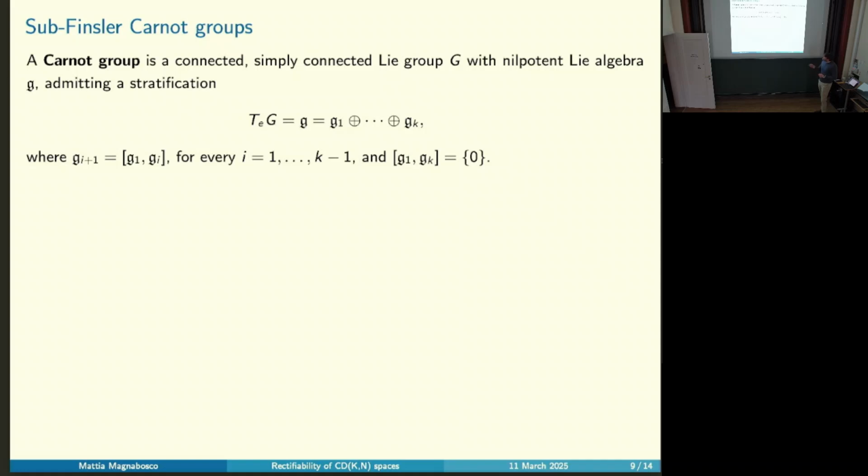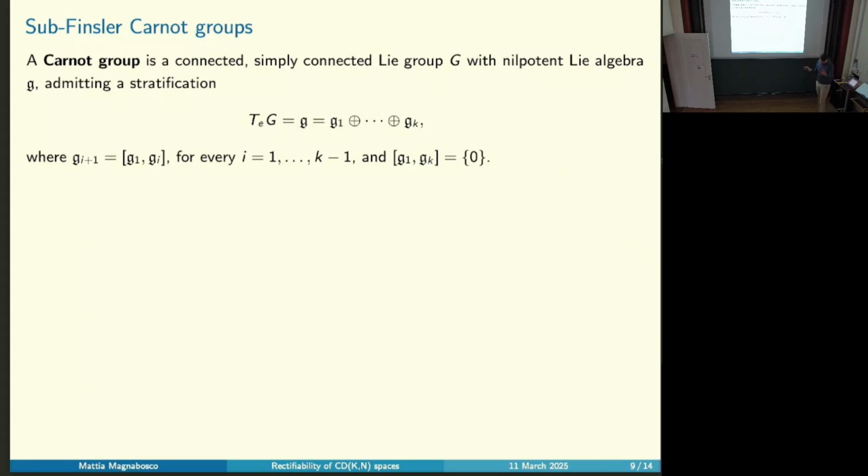Okay, so a Carnot group in general is a connected and simply connected Lie group with a stratified Lie algebra that admits a stratification of this type. So in general, in a Lie group, you will have an identity element, which will be called e, and then the tangent to the group at the identity element will admit a stratification of this type, where we also have that G_{i+1} is the bracket between G_1 and G_i. Okay, so these are subspaces, so this is the bracket between every vector in these two strata.